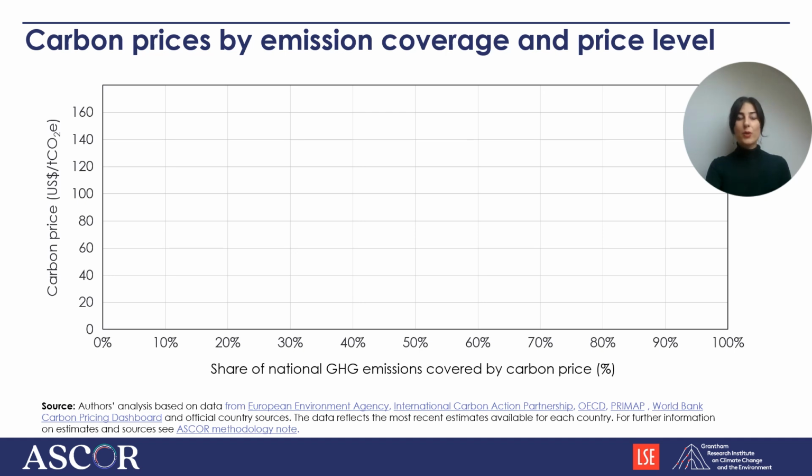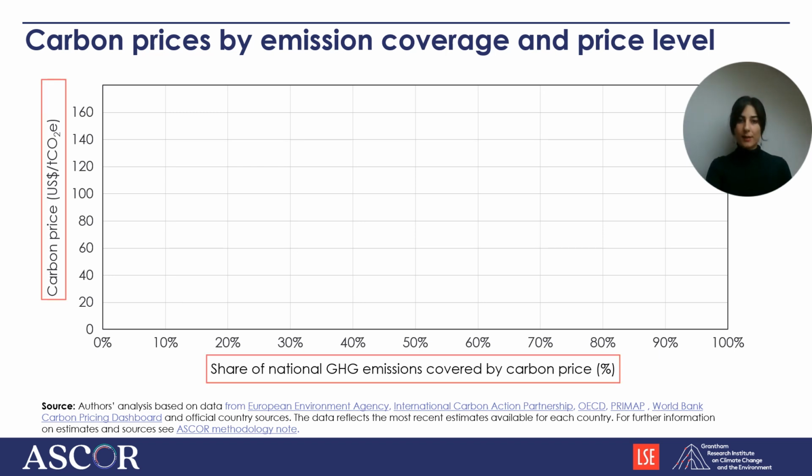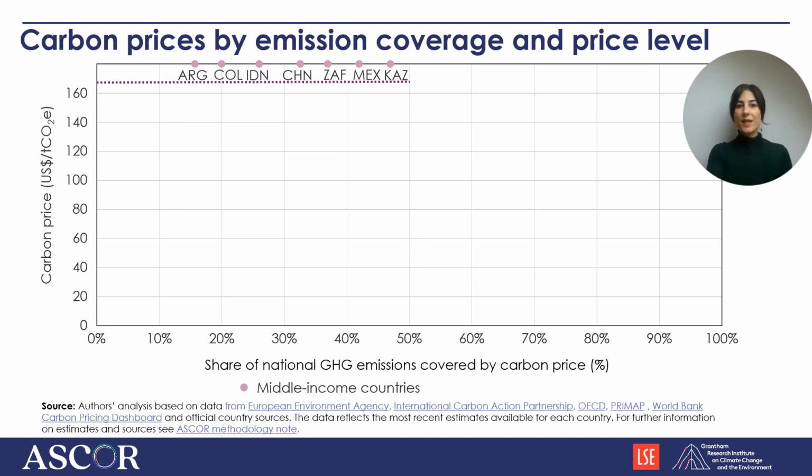With this graph, we show the percentage share of national greenhouse gas emissions subject to a carbon price on the horizontal axis and the level of carbon price on the vertical axis. As we assess the middle-income countries only against the emissions coverage of the carbon price, we place them at the top of the graph without showing any carbon price level information. None of the middle-income countries assessed meets the 50% threshold. With 47%, Kazakhstan ETS has the highest coverage.